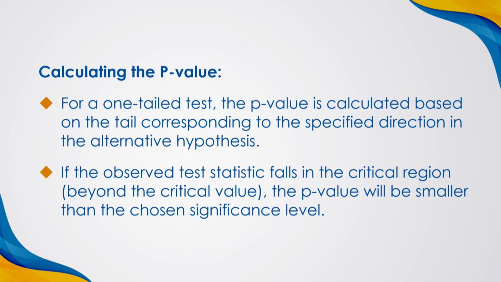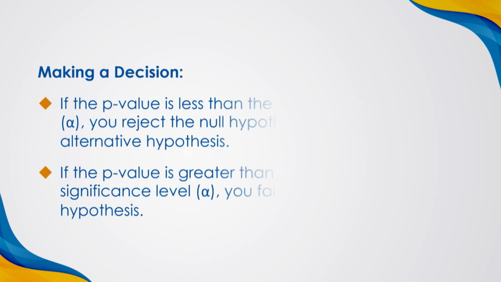Calculating the p value. For a one-tailed test, the p value is calculated based on the tail corresponding to the specified direction in the alternative hypothesis. If the observed test statistic falls beyond the critical region, the p value will be smaller than the chosen significance level.